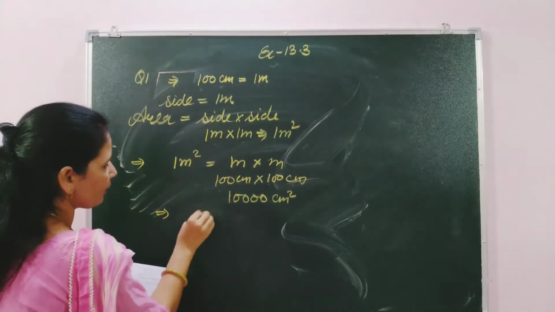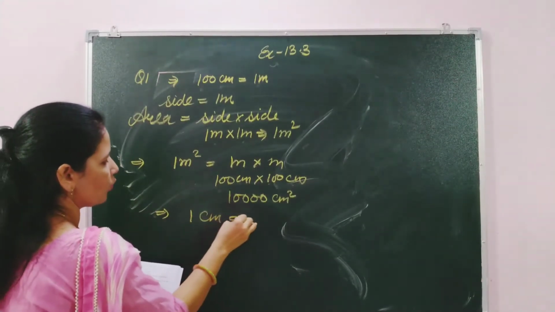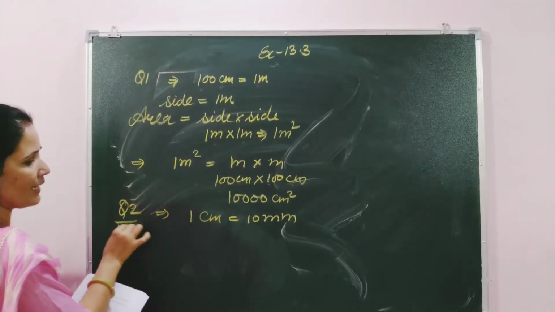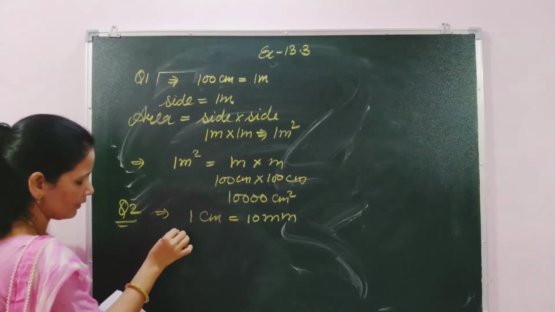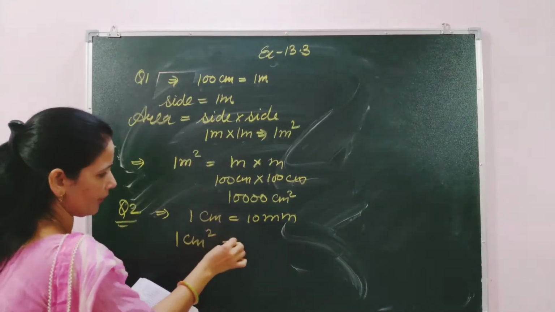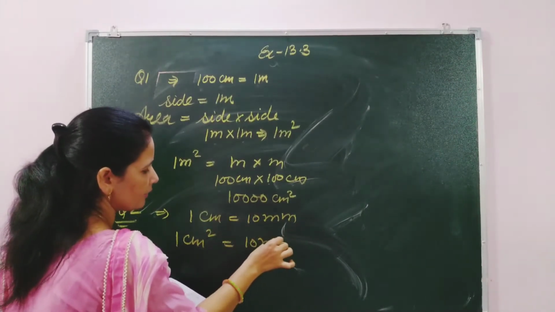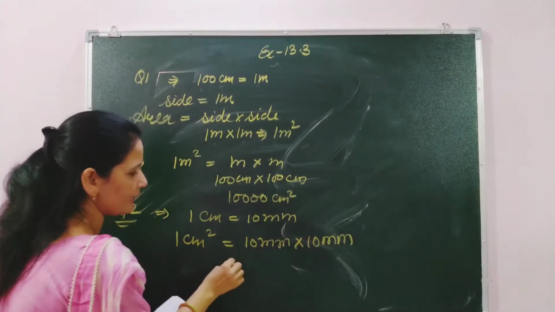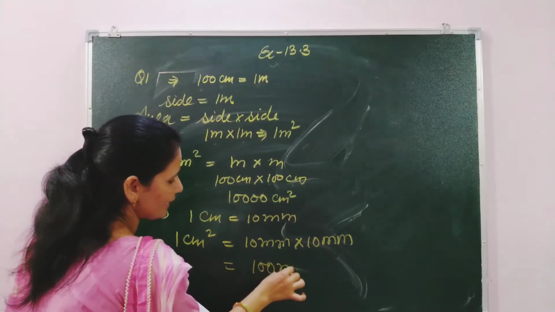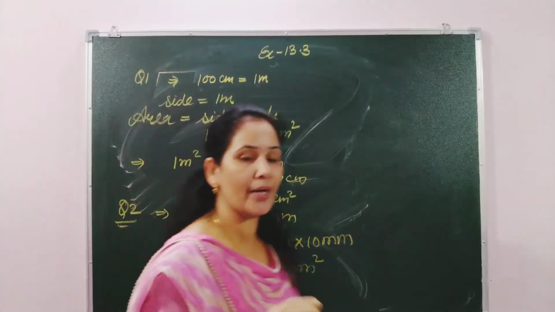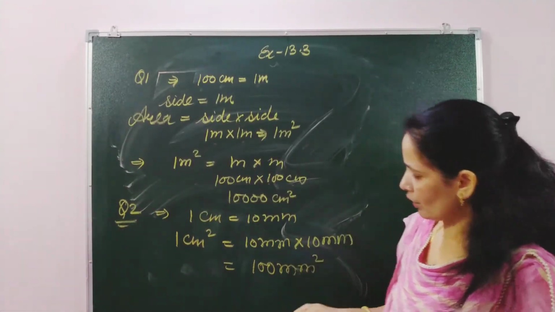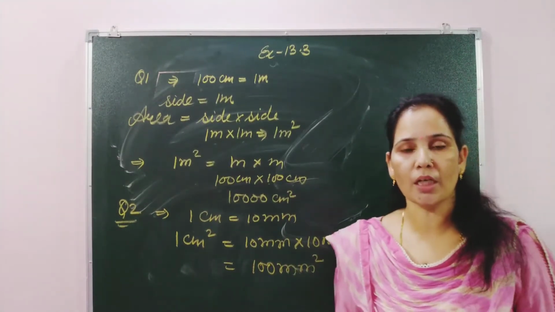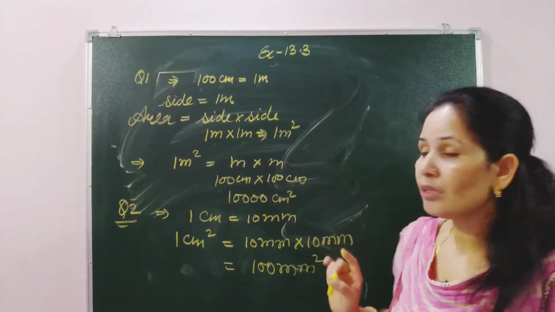Now after that, question number second: how many square millimeter does a centimeter square have? Students, 1 centimeter equals 10 millimeter. So 1 centimeter square means 10 millimeter multiplied by 10 millimeter. So 10 into 10 is 100. So 1 centimeter square equals 100 millimeter square. Okay students, 1 centimeter square equals 100 millimeter square. So this is our question number second.